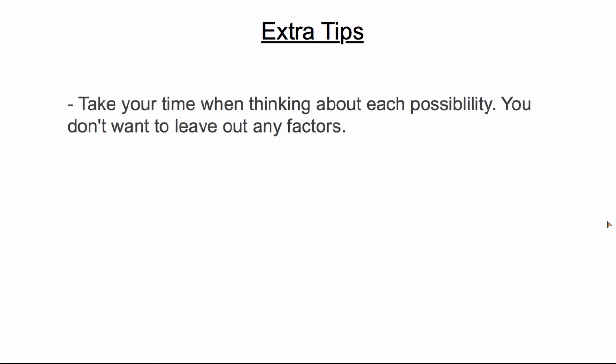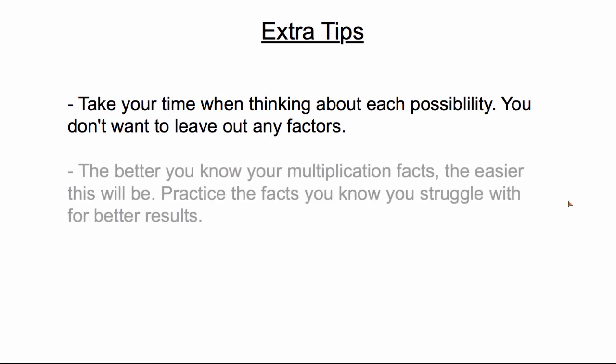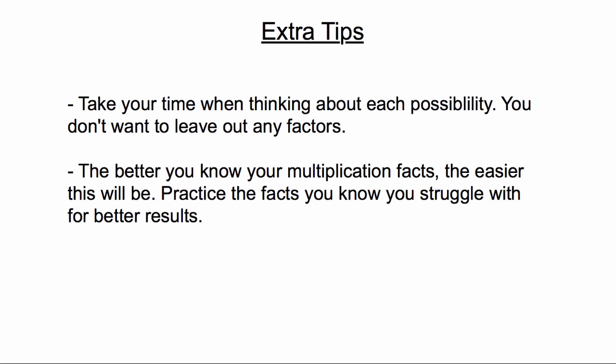Here are some extra tips for factor rainbows. Take your time when thinking about each possibility. You don't want to leave out any factors. That's when you either divide to make sure, or you do your multiplication facts over to the side just to be sure you're not missing anything. Next, the better you know your multiplication facts, the easier this will be. Practice those facts that you know you struggle with for better results.